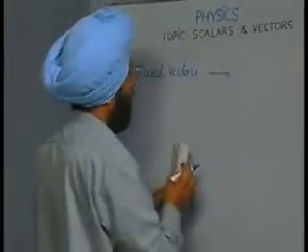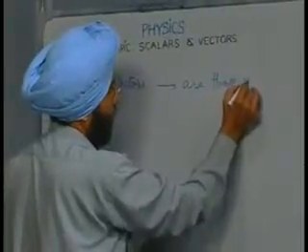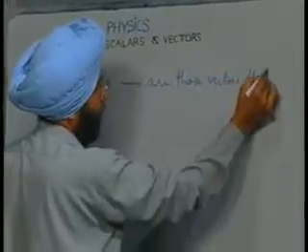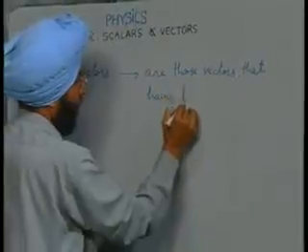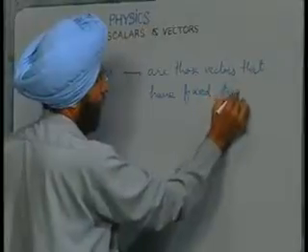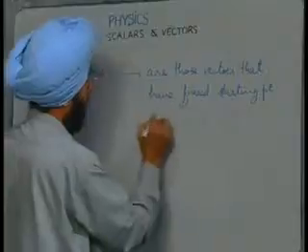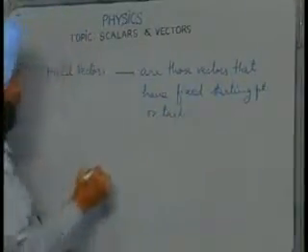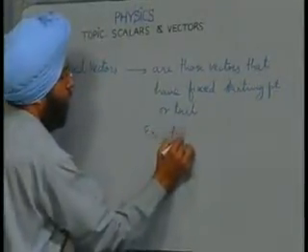Fixed vectors or localized vectors are those vectors that have fixed starting point or tail. So, displacement is an example of fixed vectors.